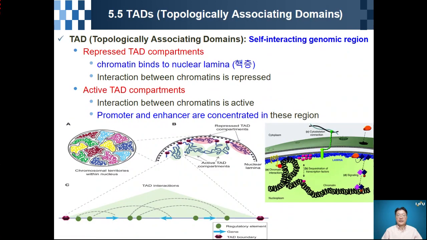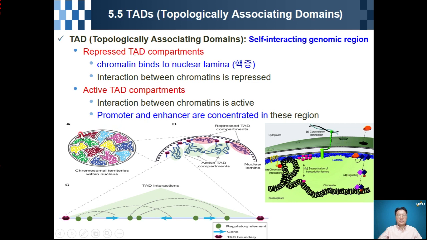So in this slide, I will explain the fifth subject, TAD. TAD is the topologically associating domain. TAD is a self-interacting genomic region. TAD is composed of the repressed TAD compartment and the active TAD compartment. Let me start with the repressed TAD compartment.